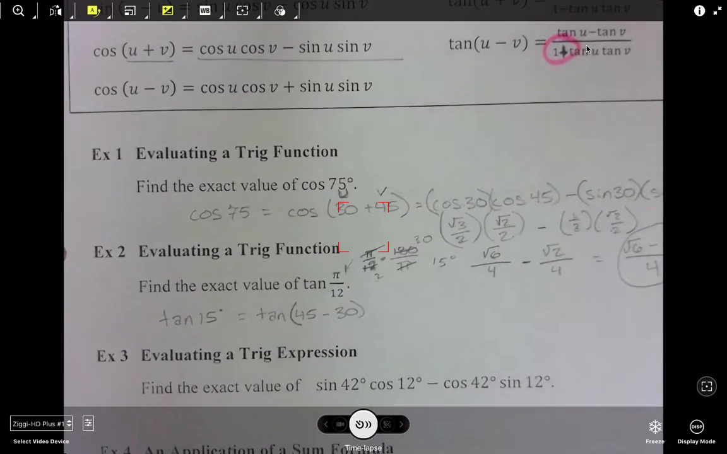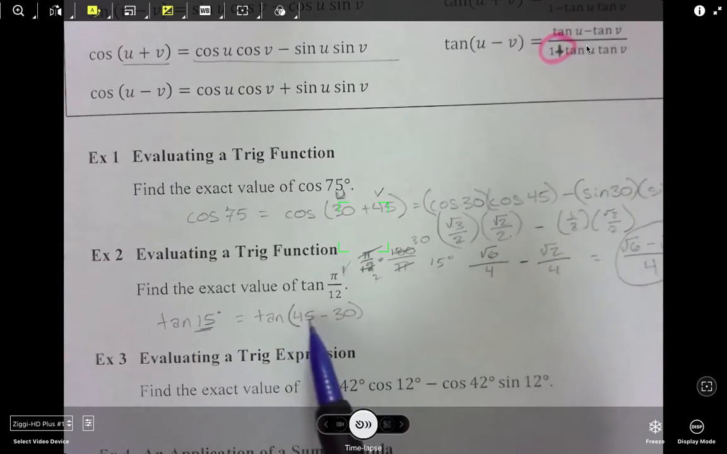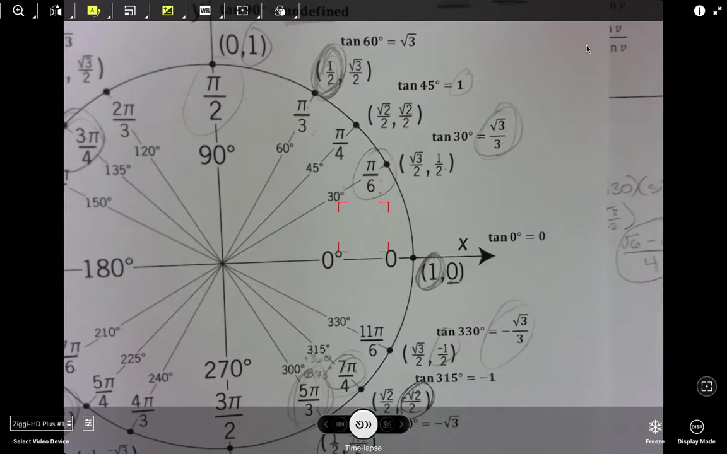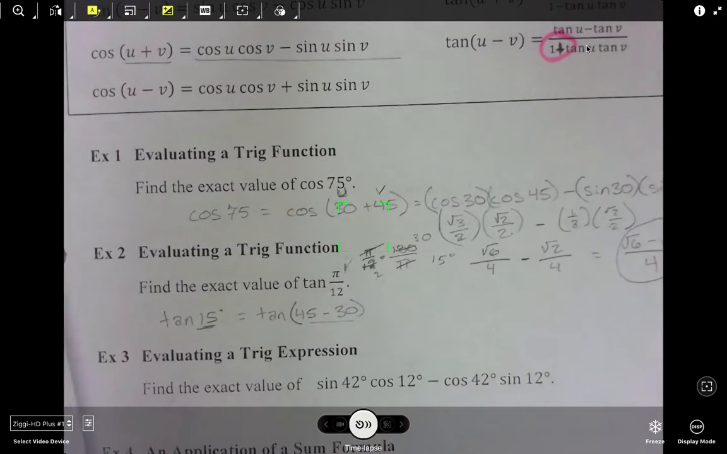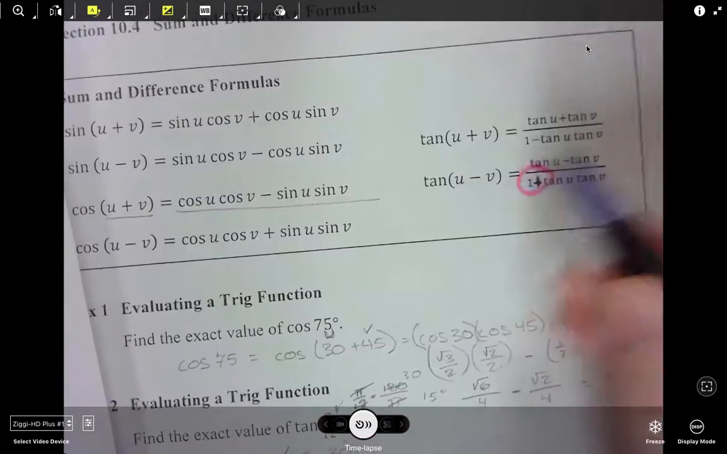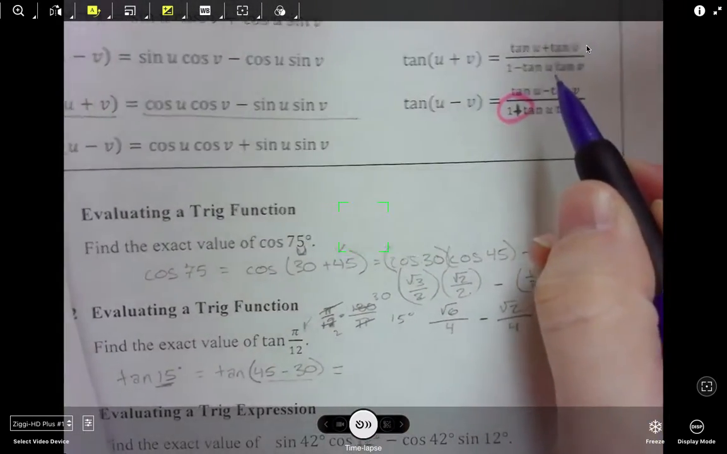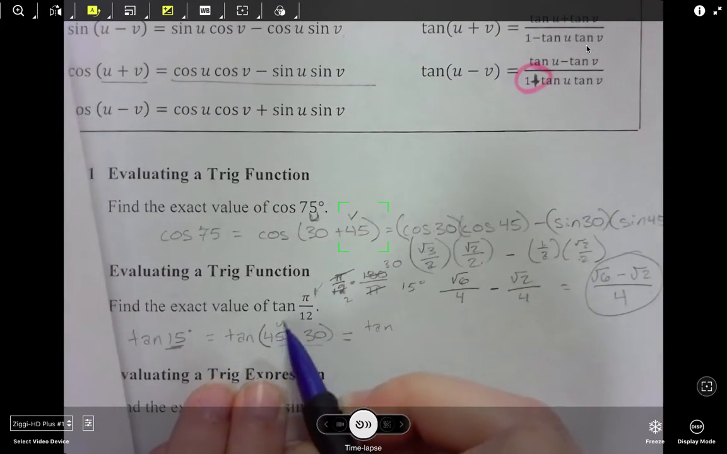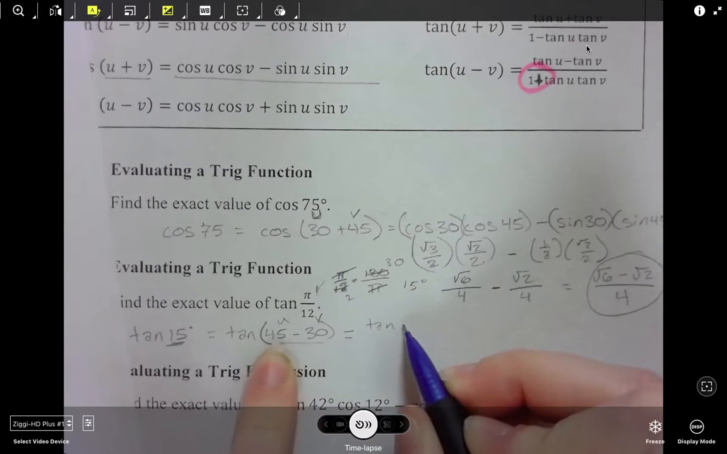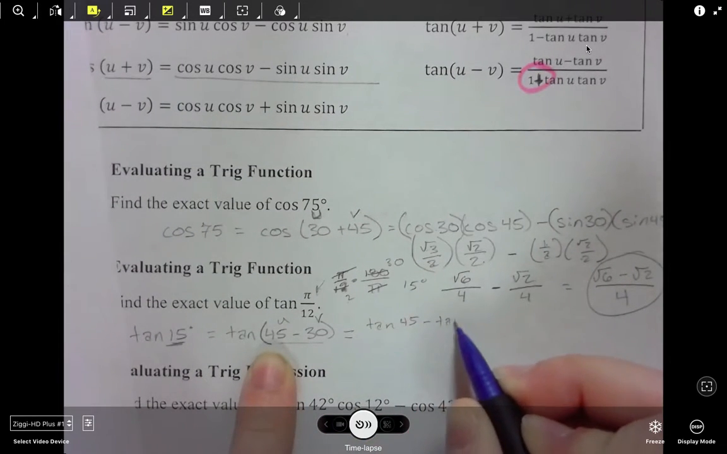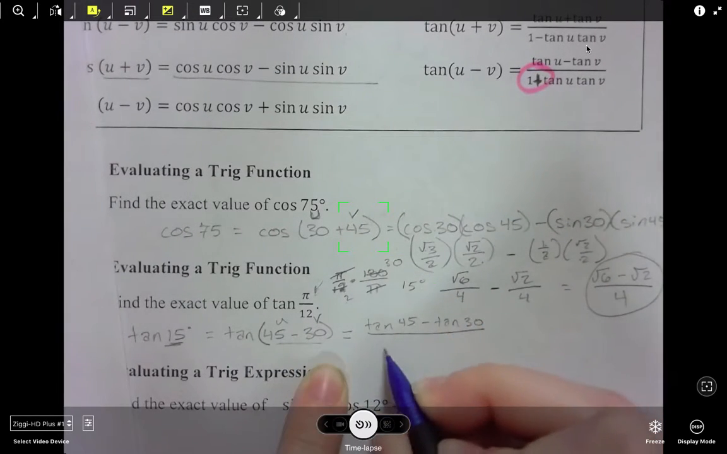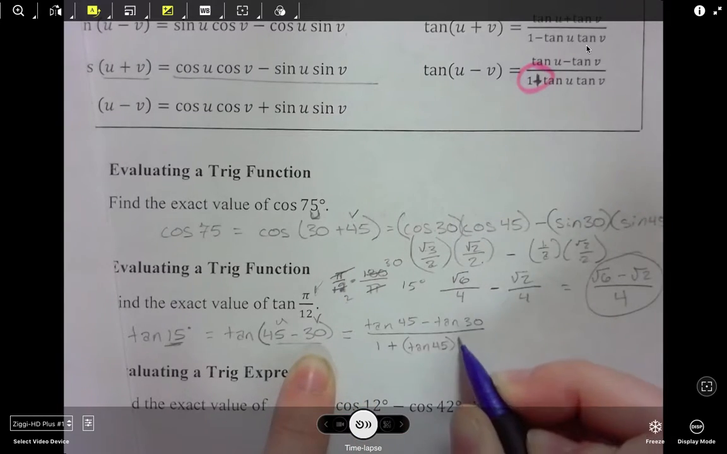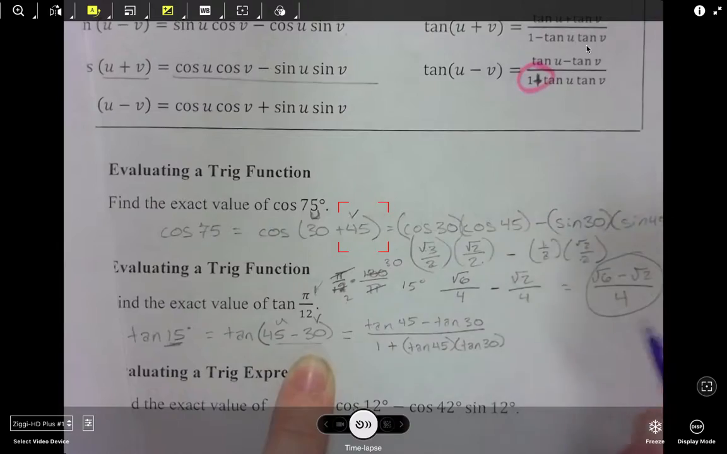Okay. So what you want to do is write him as 2 degrees that you do know what they are. All right. So tangent of 45 minus 30. This is the minus equation up here. All right. So I'm going to see if I can get this all on one screen. We've got tangent of u, and u is 45. V is my second one. Tangent of 45 minus tangent of 30 over 1 plus tangent of 45 times tangent of 30. That's what the equation up here says.